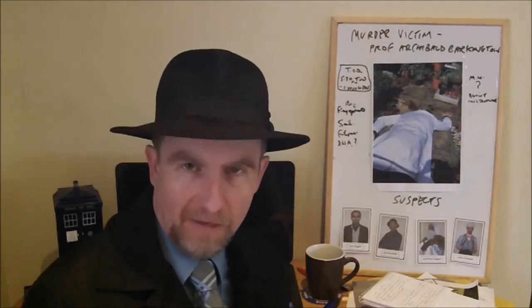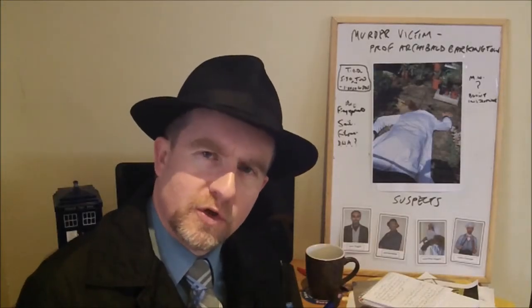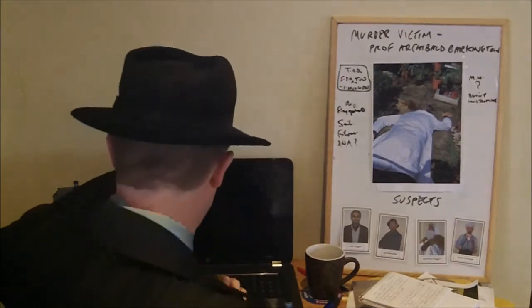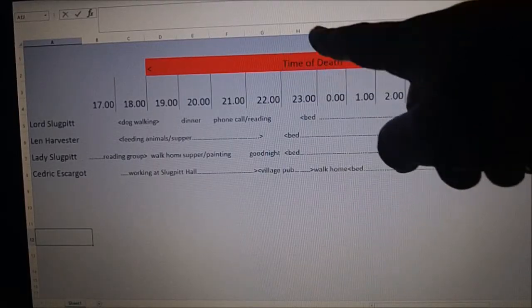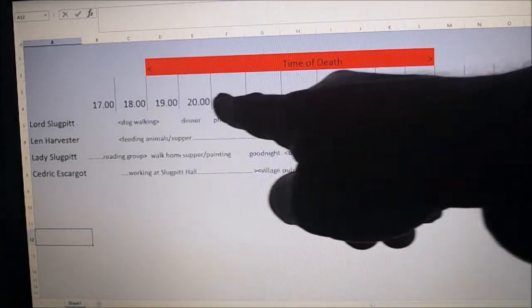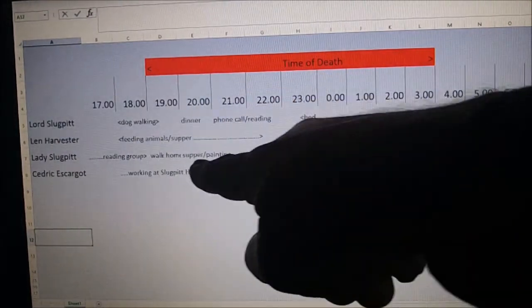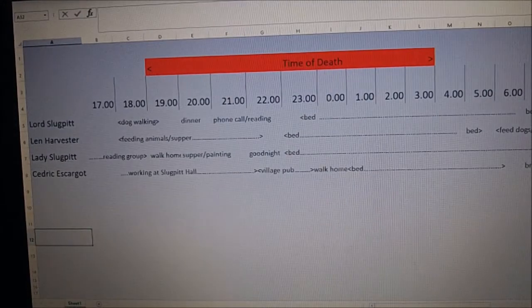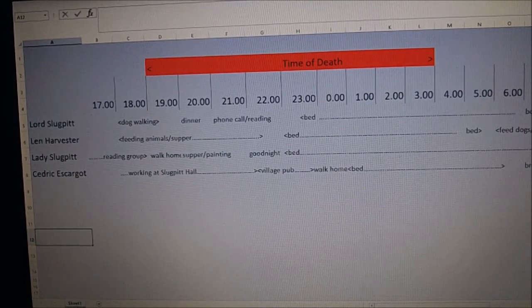Now we'll have a little look at the timeline. This shows us what the suspects were up to before the professor was killed, up until the time his body was discovered the next morning. And we've got that on the computer here. So on the timeline here, you can see the time of death marked at the top here. We've got our suspects listed down the side, the times along here, and then in the middle, what they said they were doing at those particular times.